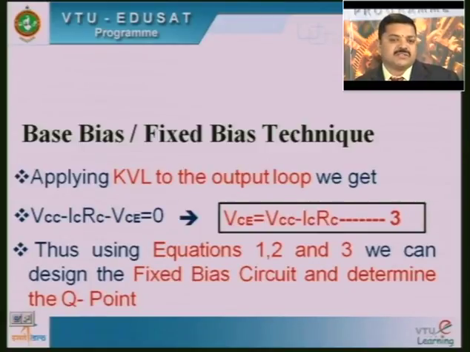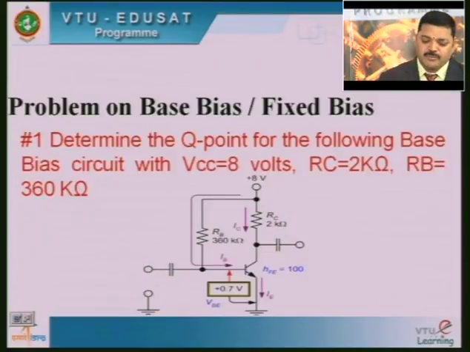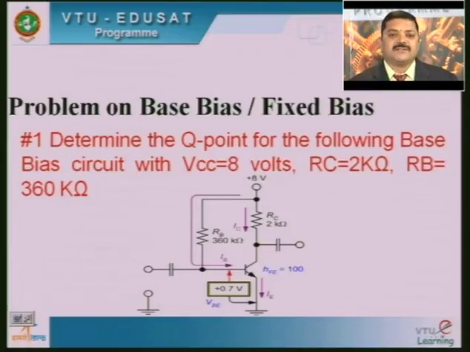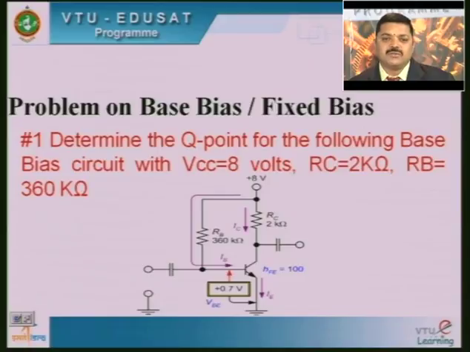Thus, using equations 1, 2 and 3, we can design the fixed bias circuit and determine the Q point. Let us take one numerical problem on fixed bias or the base bias. Determine the Q point for the following base bias circuit with VCC equal to 8 volts, RC equal to 2 kilo ohms and RB equal to 360 kilo ohms. As I told you, RB will usually be a very large value.